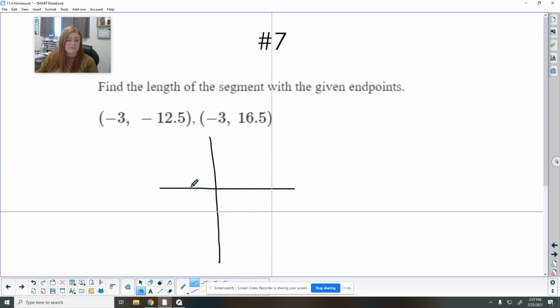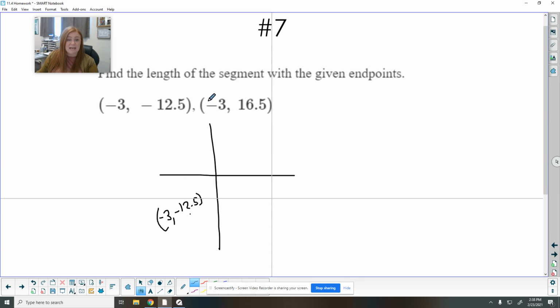So we're going over negative 3, down negative 12.5. So 12.5. And then, oh, that was a negative. And then this one, we're going over negative 3. So to the same x over. So I notice my x's are the same. And then we're going down. So negative 3, negative 16.5.